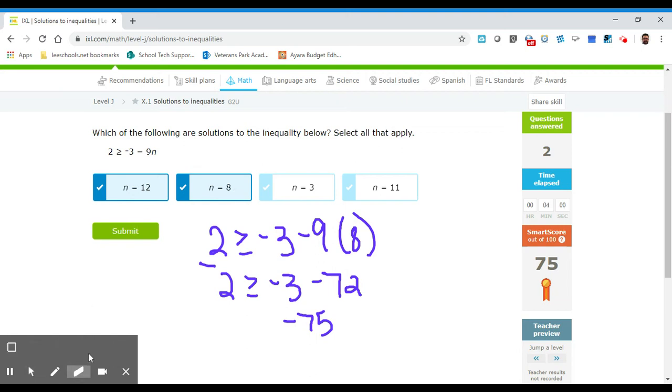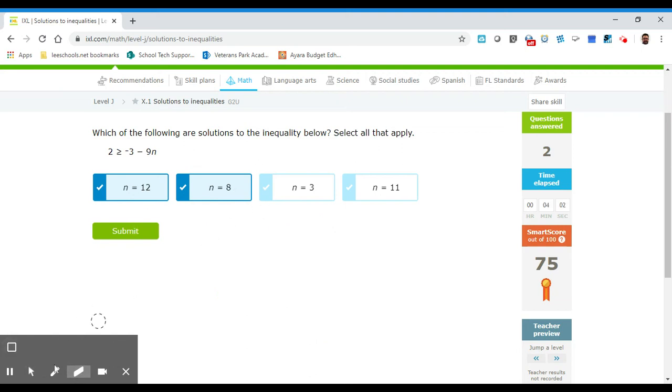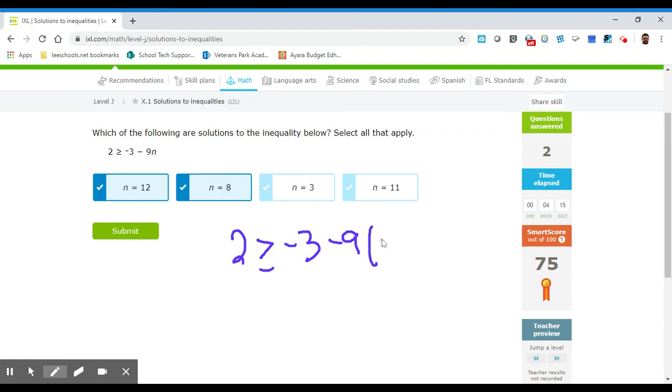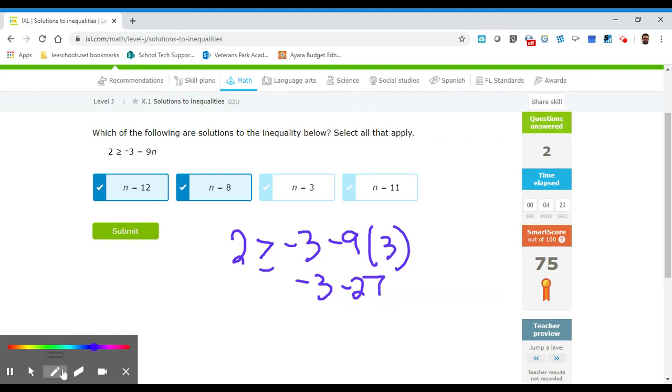Okay, let's look at the next one. It's a little tedious, right? We have to go through each one. I think what we're going to find is that they're all solutions, but you never know. Let's do this. Let's plug 3 in there. So negative 9 times 3. Yep, and just like I thought, this is going to be negative 27. And when you combine them, you're going to get negative 30, which is also larger.